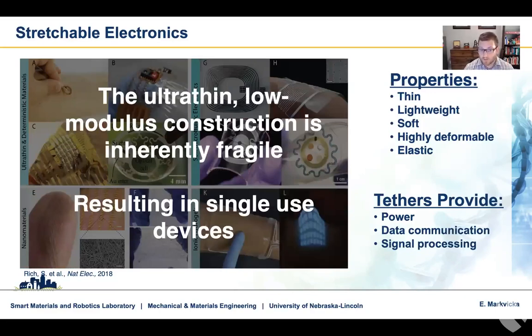Furthermore, their ultra-thin, low modulus construction is inherently fragile. This generally results in single use of these devices. It's very similar, I feel, to trying to reuse saran wrap. It's very difficult and takes an immense amount of practice, right? I think my grandmother is the only person I know that can reuse saran wrap, and that's not very practical for sort of general population deployment of a wearable system. Next slide, please.